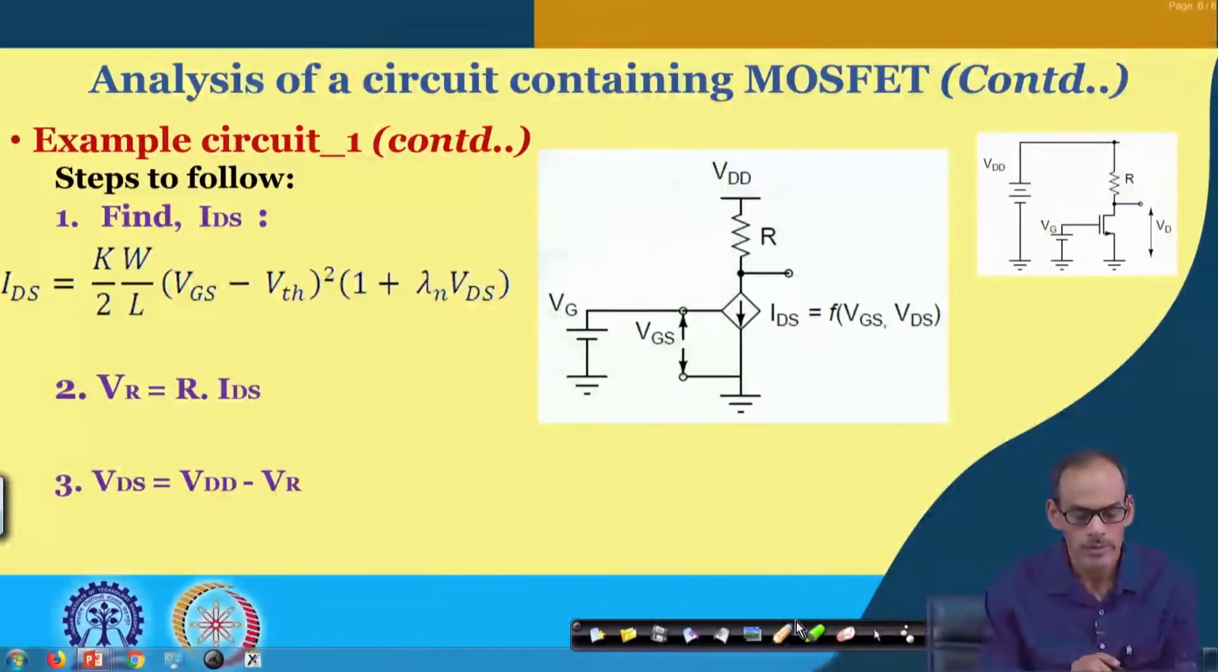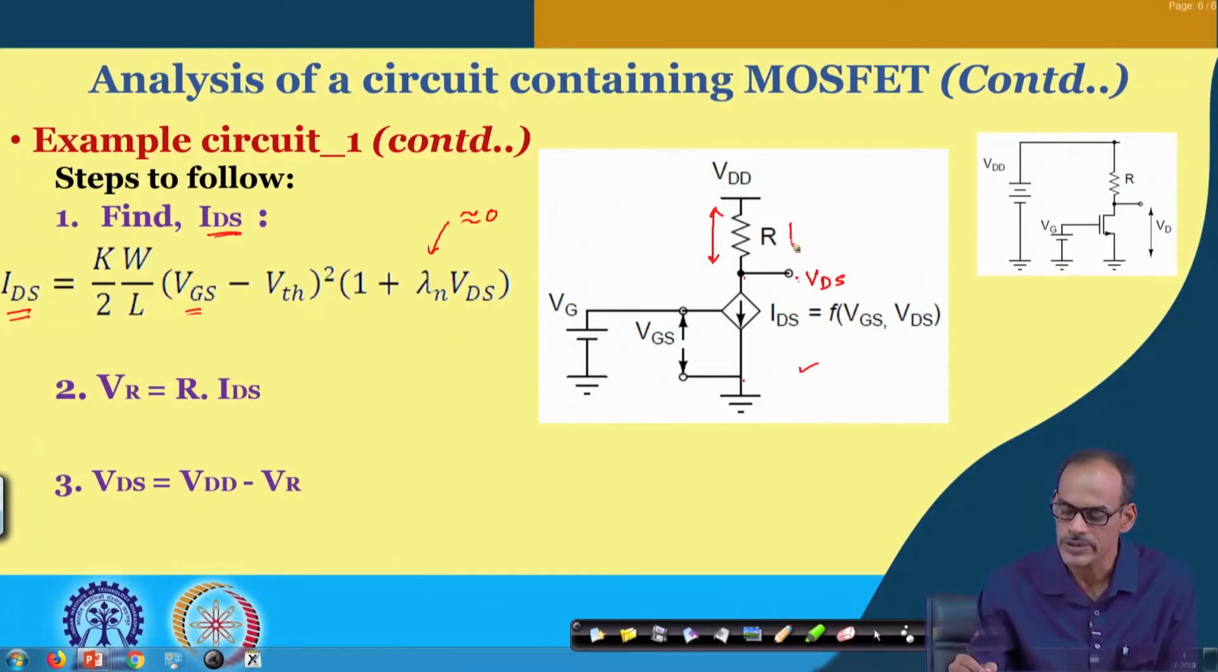So, here we have written that this is the equivalent circuit. At this point we have the VDS, and we also assume that this part is very small. So, we have only this current, which is a function of VGS alone. The first step is to find the IDS, and the next step is to find the drop across this resistor while this current is flowing through it.